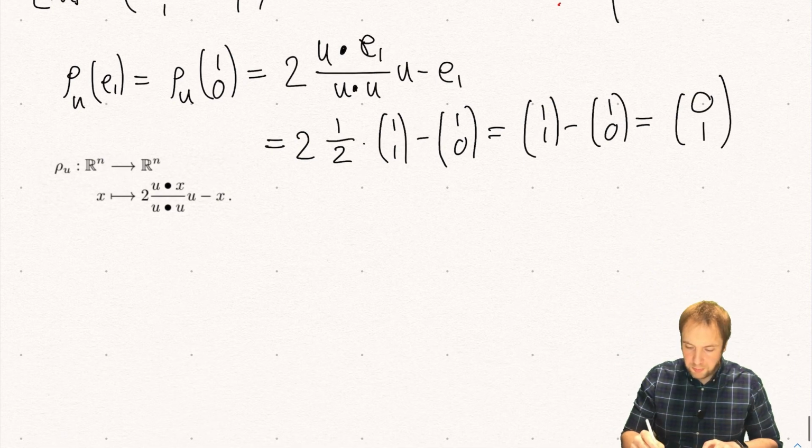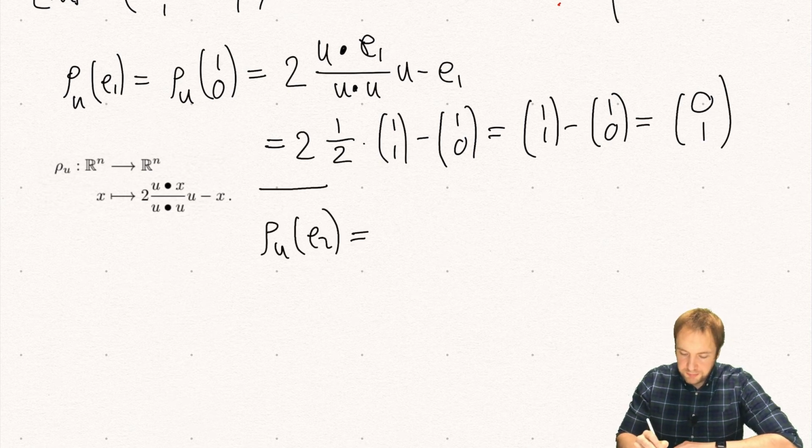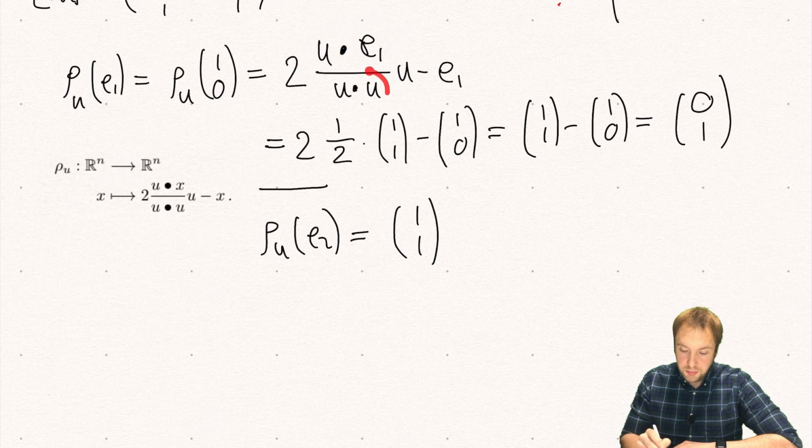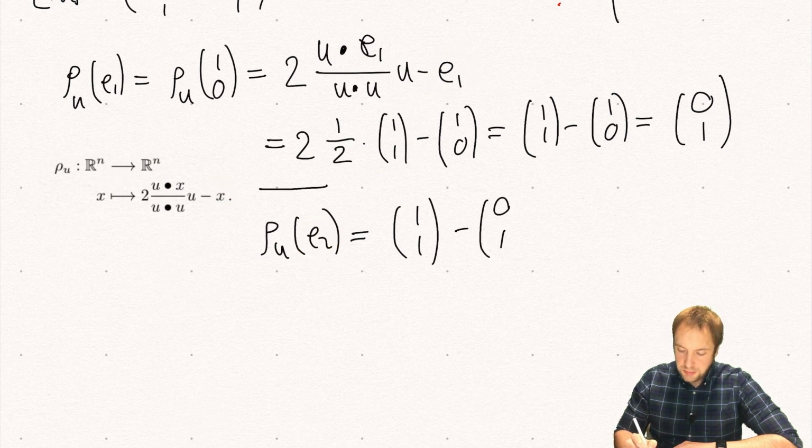And with the same calculation, we can see that rho_u of e2, well, everything is the same, except that u with e2 is also 1, this is also 2, so it's the same factor here, and it's also just (1, 1). But then we subtract x, so in this case it's e2, so we subtract e2, which is (0, 1).